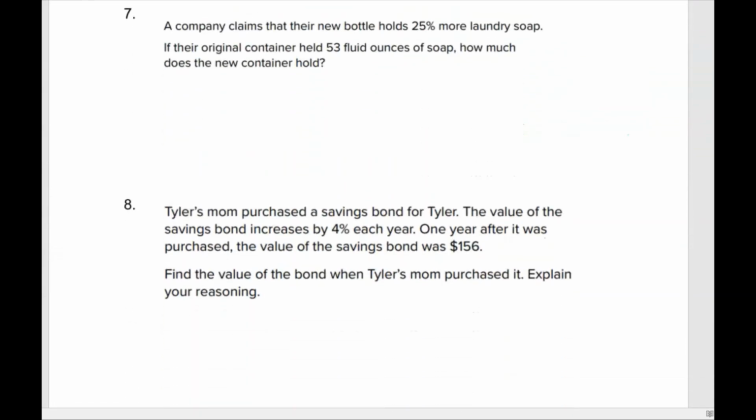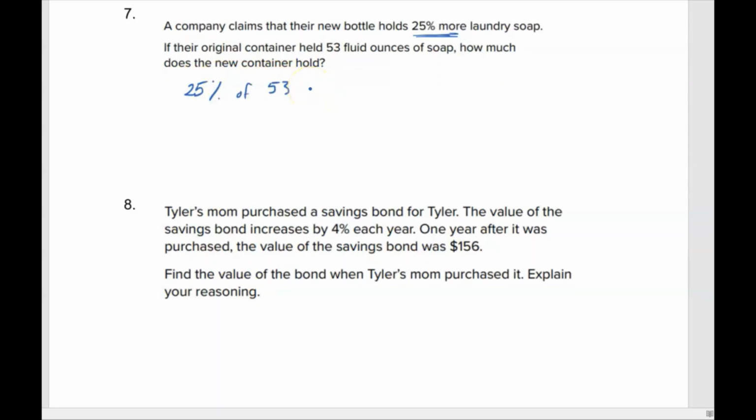Okay, moving on to number 7. It says a company claims that their new bottle holds 25% more laundry soap. If their original container held 53 fluid ounces of soap, how much does the new container hold? All right, so essentially 25% more laundry soap. We're looking first to find that increase. So I'm looking for, well, what is 25% of 53?